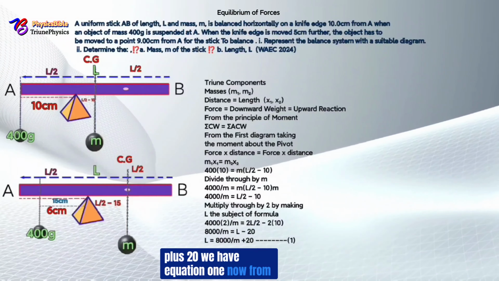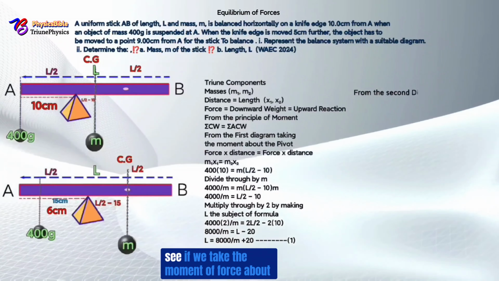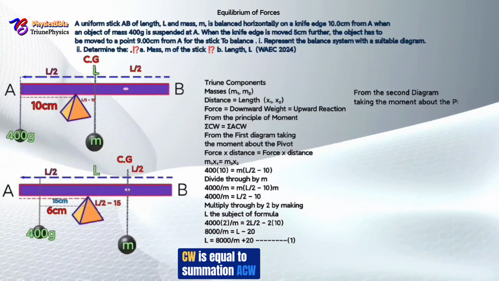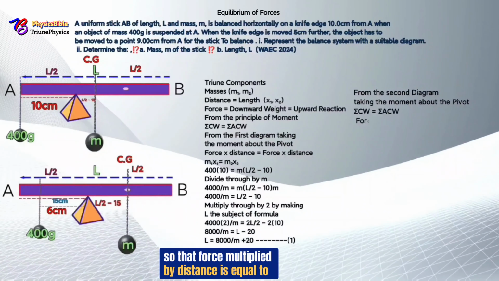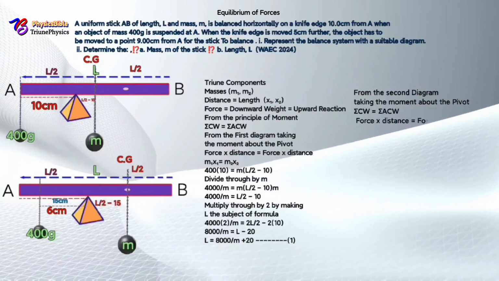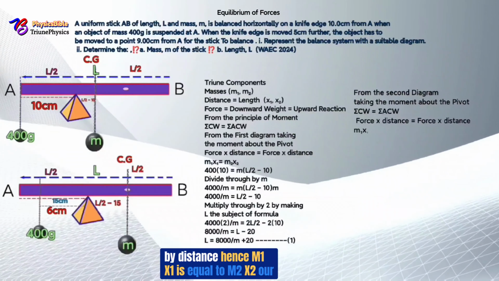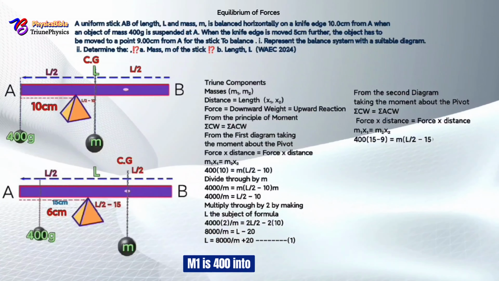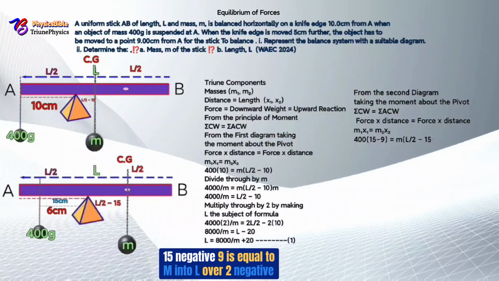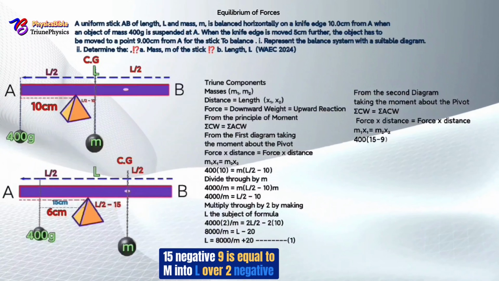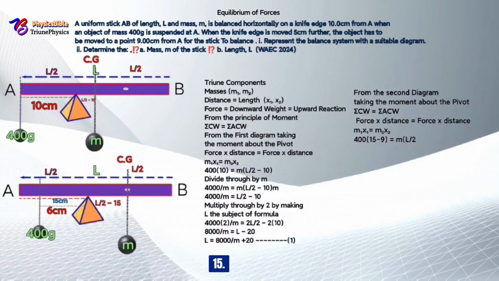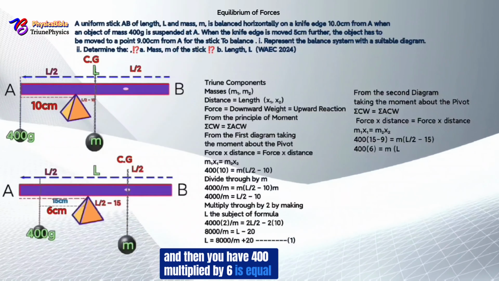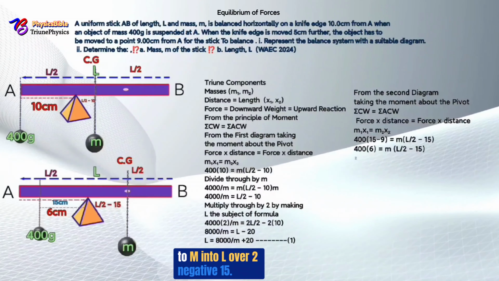We have equation 1. Now from the second diagram, you will see if we take the moment of force about the pivot, summation CW is equal to summation ACW. So that force multiplied by distance is equal to force multiplied by distance. Hence, m1x1 is equal to m2x2. Our m1 is 400 into x1, which will become 15 minus 9, is equal to m into L over 2 minus 15. So that 15 minus 9 will give you 6, and then you have 400 multiplied by 6 is equal to m into L over 2 minus 15.